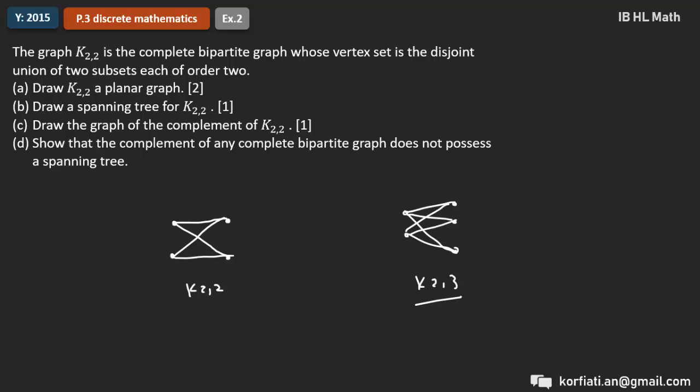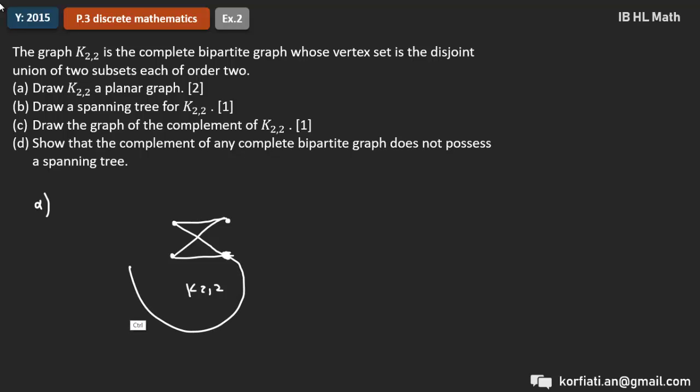And the big question here is, is K2,2 a planar graph? Of course it is, because I could just draw it like this. I could take this vertex and put it here. So I will take this and I will just draw it here. If this is 1, 2, let's name them 3 and 4. I'm going to have something like that.